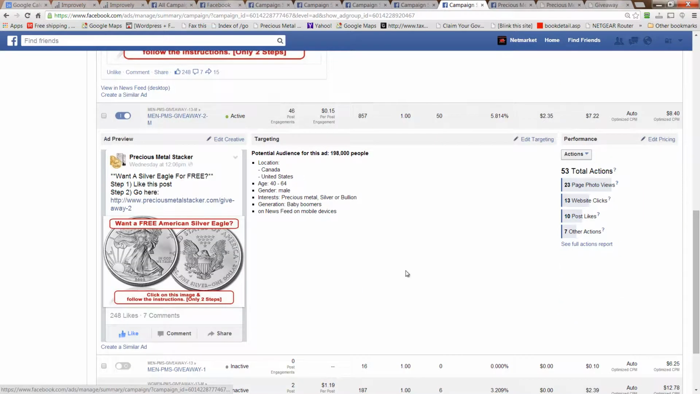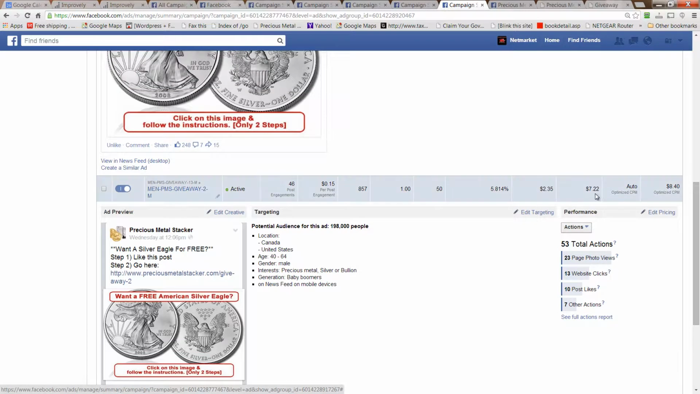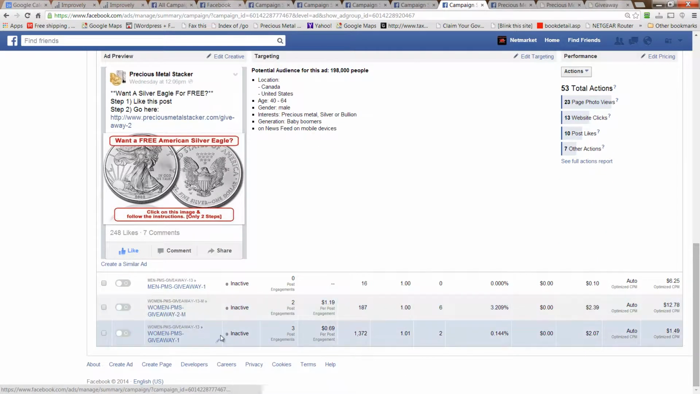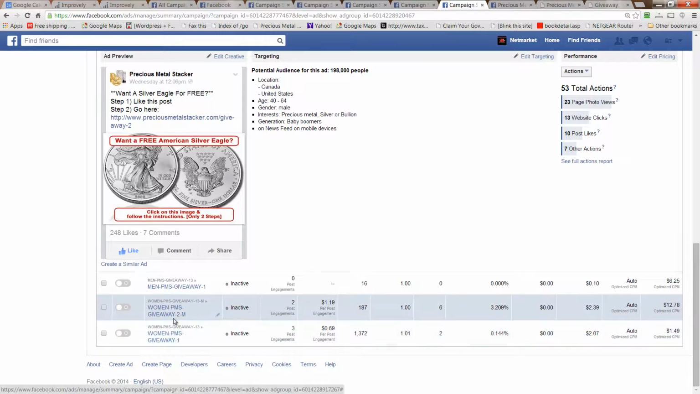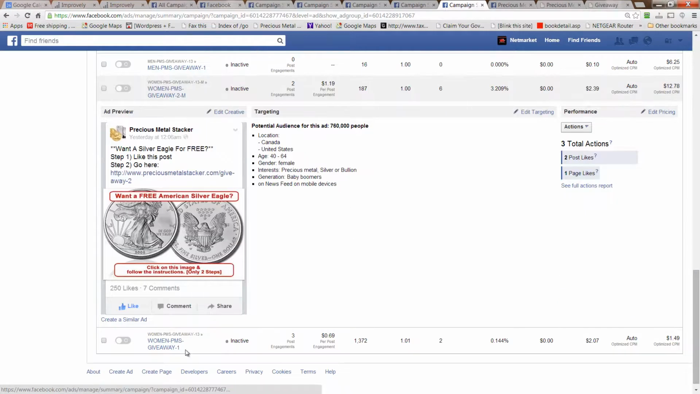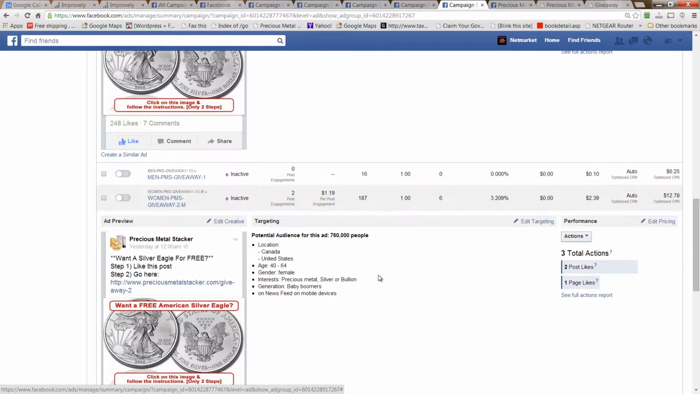Now, this is our mobile version. The mobile version did not get as much traction, but it's still performing for us. So we only spent $7.22, and I think we got about 10 leads out of this. And you can see here when I split this out amongst women, our cost was much higher, and we didn't get anywhere near the clicks or leads, even though we had a much bigger audience. So not only segmenting your traffic from mobile and desktop, but also segmenting your genders.